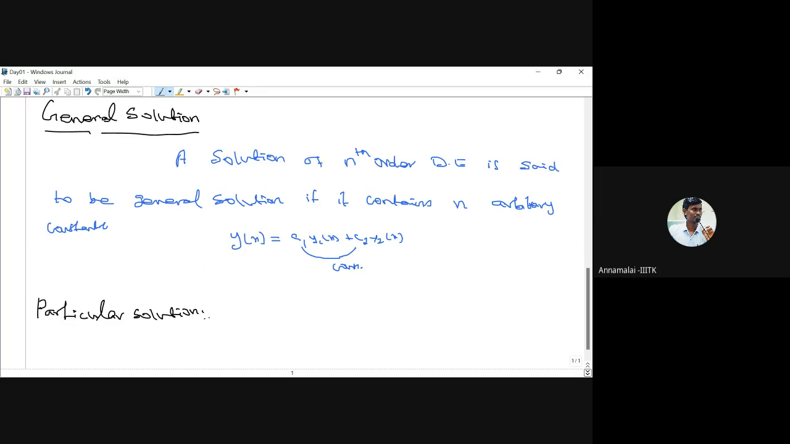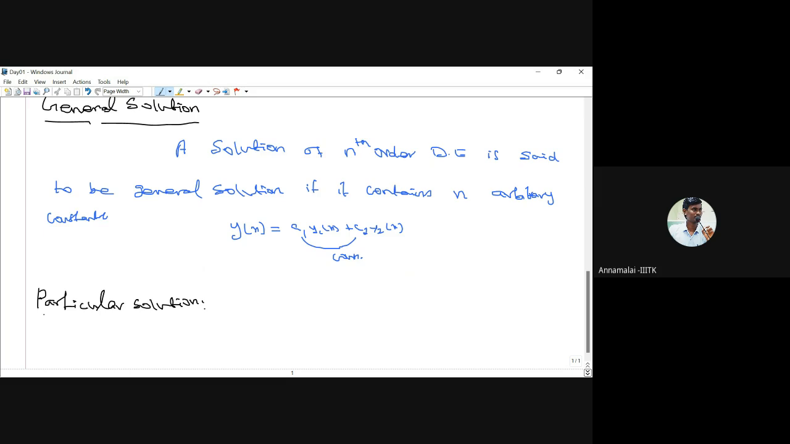A solution of the nth order differential equation is said to be a particular solution if it has no arbitrary constant. It is a solution, but it does not contain any arbitrary constant. Such a solution is called a particular solution. Maybe I can simply write: the solution does not contain arbitrary constants. So you write the story in the beginning, okay? Your solution is said to be a particular solution if the solution does not have any arbitrary constant.